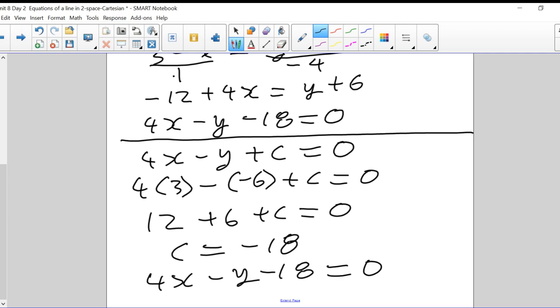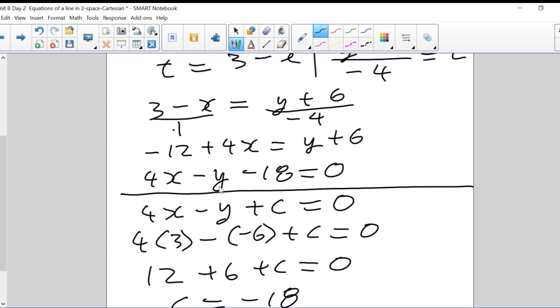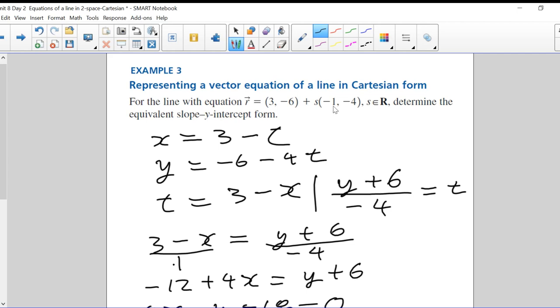So there's a shortcut, right? As long as you recognize that the coefficients of the standard form equation will be the normal, where normal means that it is at right angles to the original direction vector of minus 1, minus 4, you can make your life so much easier.